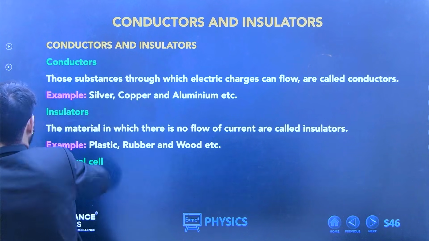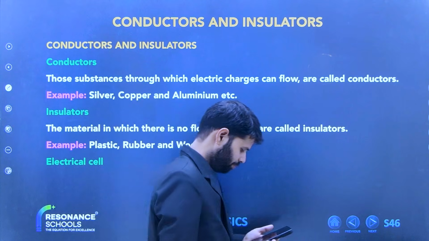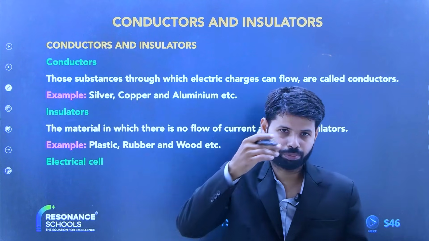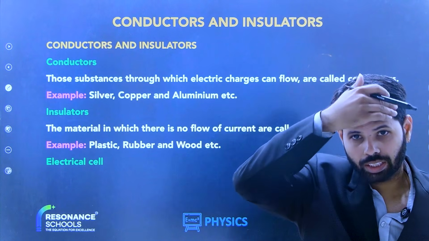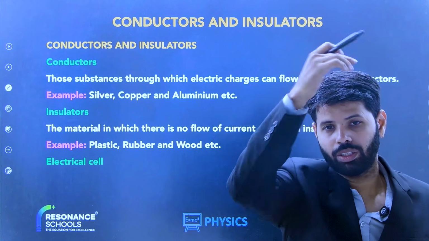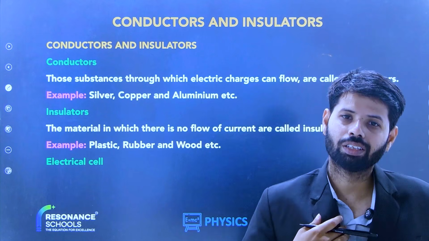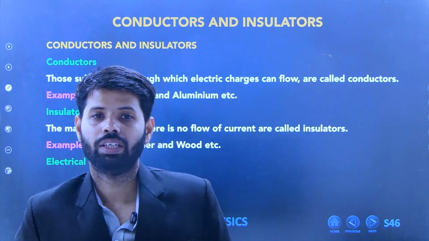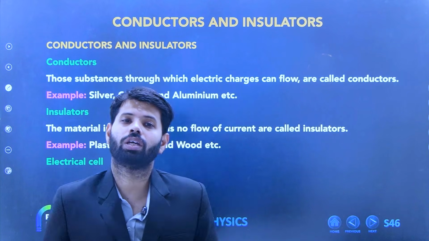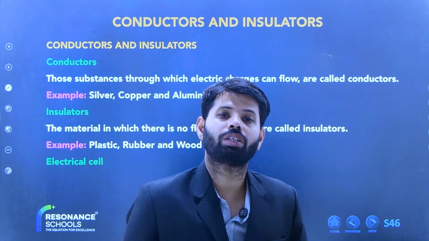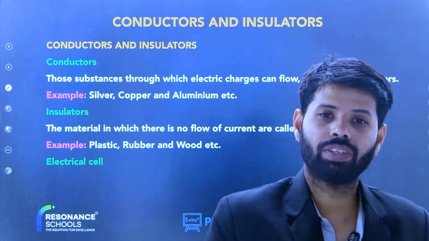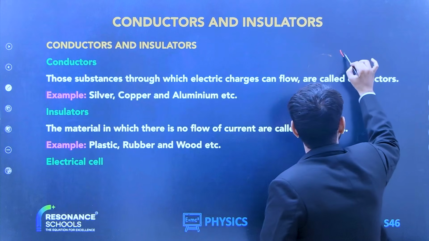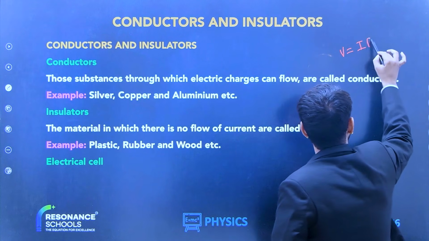Tell me what are electrical cells. Sir, I have a doubt. What is Ohm's law? When current starts flowing, what is the main component which allows the current to pass? That is the potential difference. So that is why V equals IR. See, Ohm's law is V equals I into R.